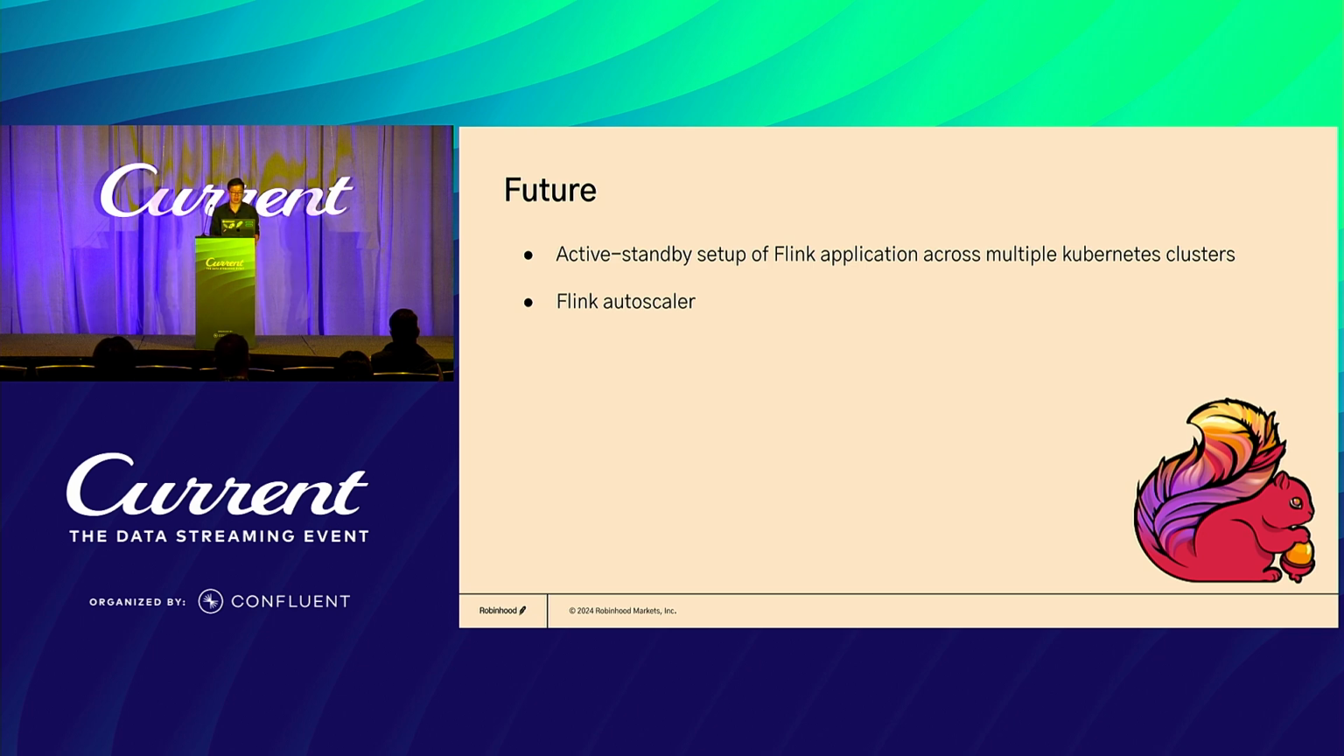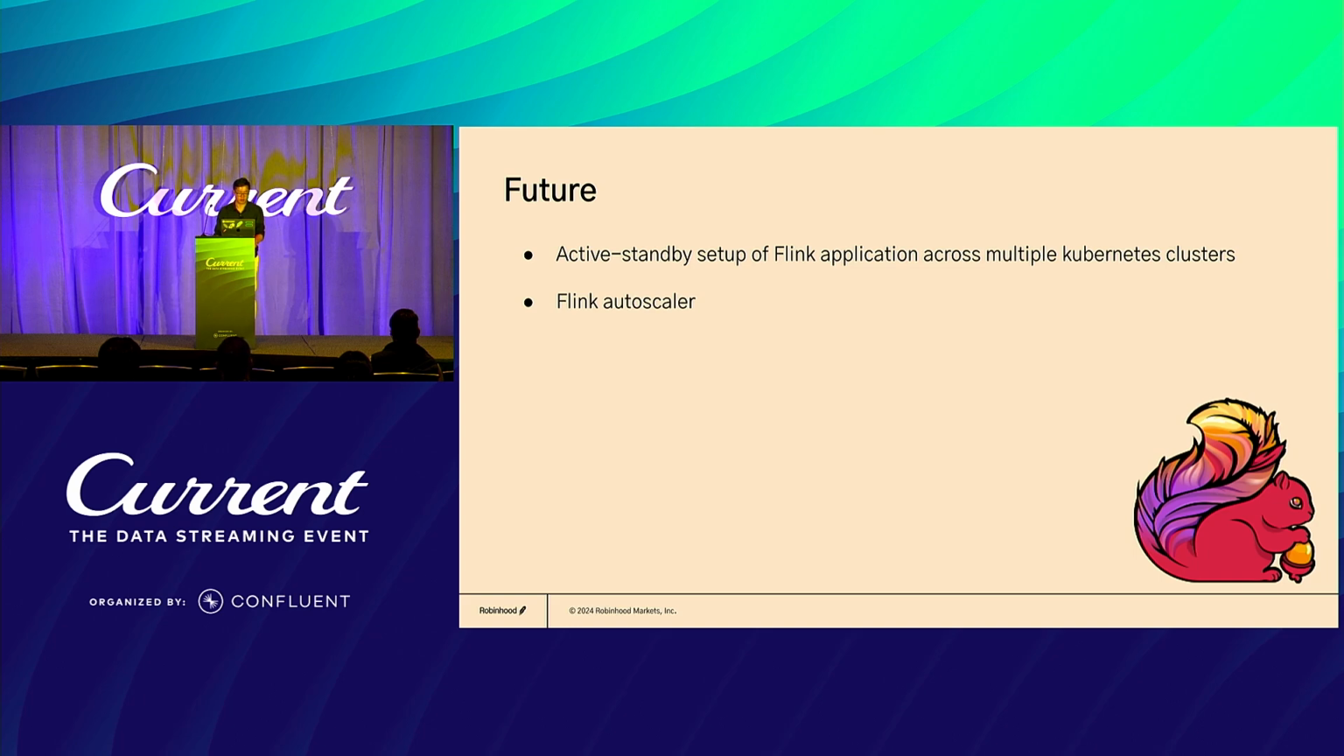This means that the downstream sinks/consumers need to be able to handle duplicate state or data. Ideally, application teams would like to set up their Flink application in active-passive mode so that if one Kubernetes cluster fails, the Flink application fails over to another Kubernetes cluster. This will require developing a controller that monitors a Flink application across multiple Kubernetes clusters.